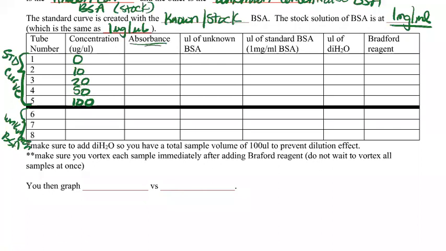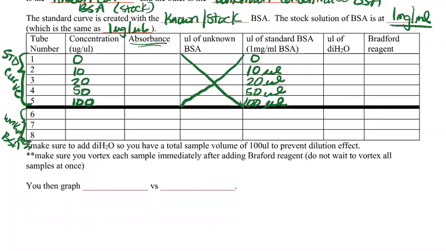We don't know the absorbance. This is what you're going to measure with the spectrophotometer. For microliters of unknown BSA, you should not be using unknown BSA in this part of the experiment. What you want to use is that stock, that standard BSA that you know is 1 mg per mL, or 1 microgram per microliter. If we want 0 micrograms, we're going to put a 0. If we want 10 micrograms per microliter, all we need is 10 microliters. For 20, you need 20 microliters. 50, you need 50 microliters. And 100, you need 100 microliters.